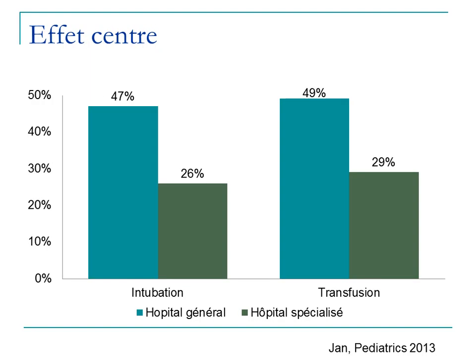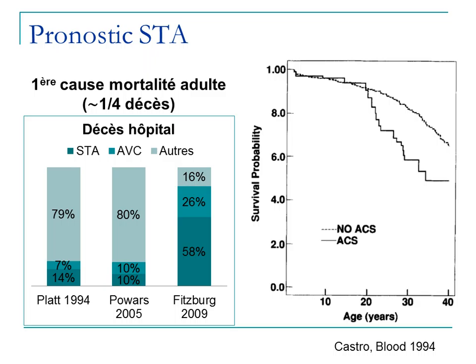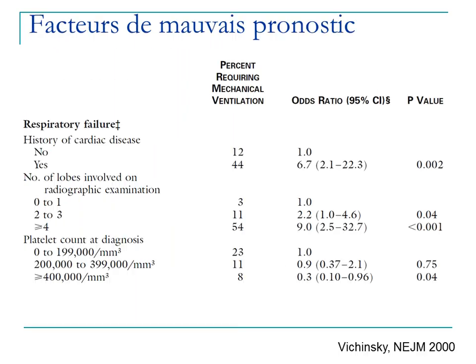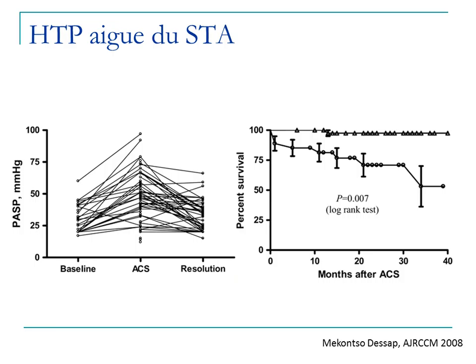There's probably a center-related effect because in centers or hospitals used to having these patients, there's less transfusion, because when you have fewer patients coming to you, then you don't really know what to do. So here, mortality is not limited to the hospital setting, but it continues once the patient has left the hospital. A bad prognosis factor is the radiological extension of lesions, quite normal, and thrombopenia is a poor prognosis, as well as cardiac disorders.